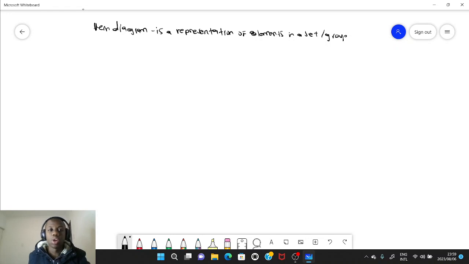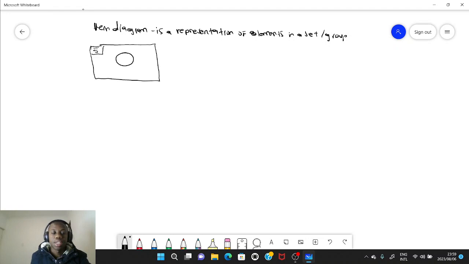Now, how do we draw a Venn diagram? We need to know first that a Venn diagram is a four-sided figure. At the corner, it has our sample space and a circle. So this S represents the sample space, and the circle represents our event. What's not within the circle is not included, because it is not taking part in the event.